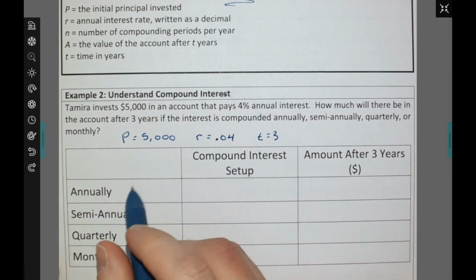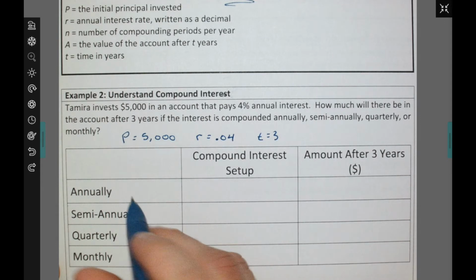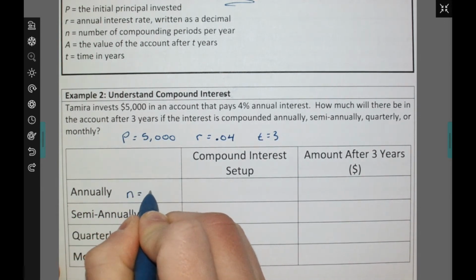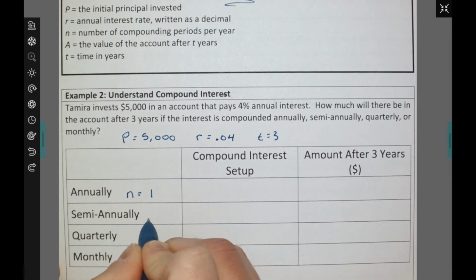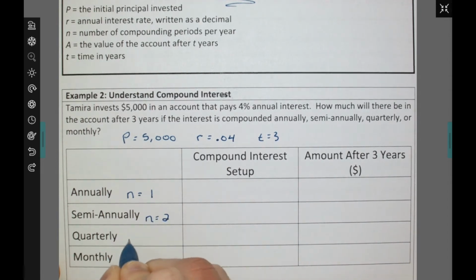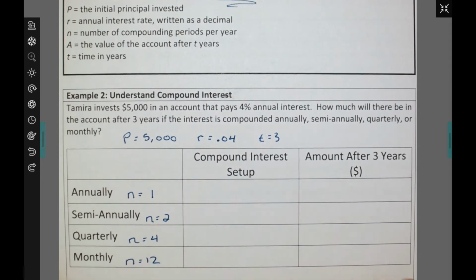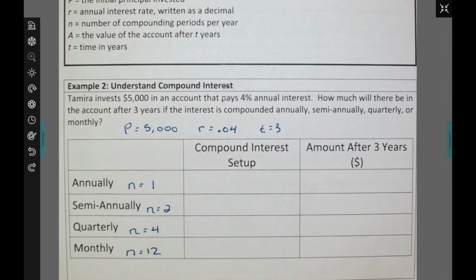N is going to depend on which scenario we're going with. If we're going annually, that'd just be yearly, so our N value would be 1. Semi-annually would be twice a year, so N is going to equal 2. There are 4 quarters in a year, and 12 months in a year. The only thing changing as we go down is the N value.